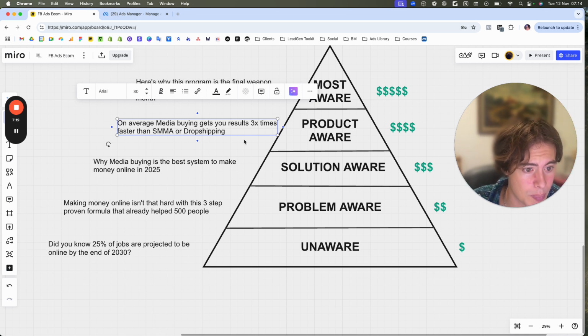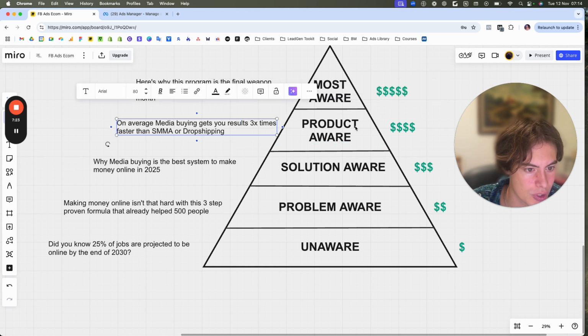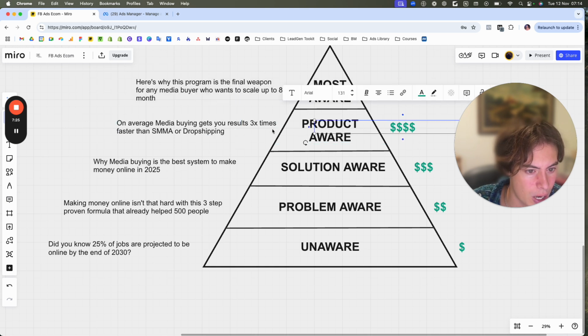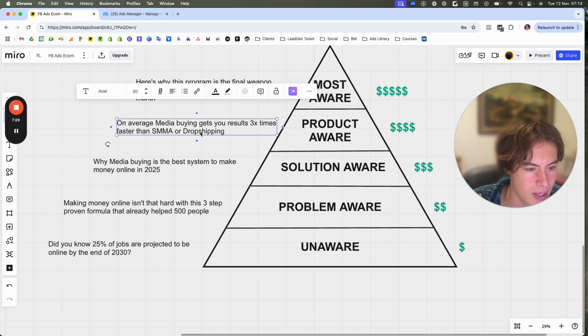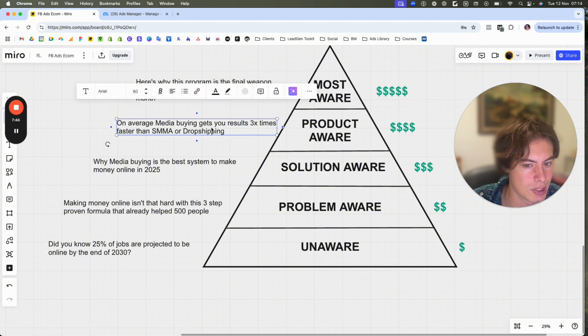Why? Because I'm showing media buying as a vehicle which is better than SMA dropshipping. And again, remember, the person at this stage of awareness already knows about SMA and dropshipping, because at this stage they are comparing everything else. They are already aware of media buying. They are just trying to figure out why media buying is better than the rest. And then, boom, they have my ad that says on average, media buying gets you results 3 times faster than SMA dropshipping. This is going to hook them in because they are looking for the solution, comparing different products, and they already know my product, which is media buying in this case.